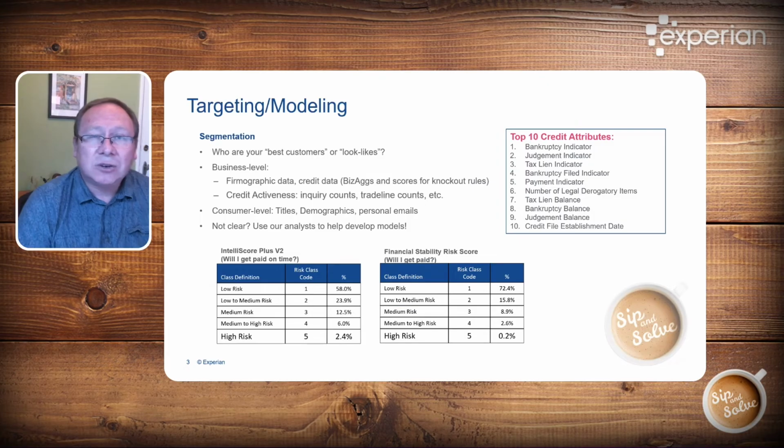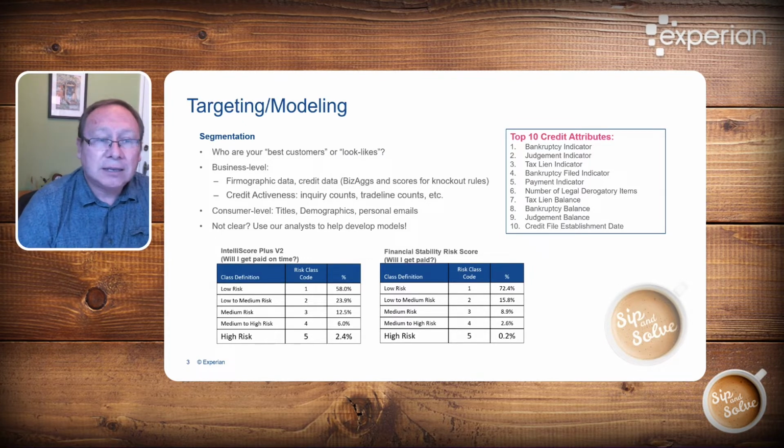But next is also credit related data. And here's what we call BizAgs. It's business aggregate data. And these are basically calculations based off of trade level data, which reflects business performance. Some of the main attributes are listed here, but you might want to take a look at bankruptcies or judgments or UCC filings. That kind of information can actually be used for what we call knockout rules. So if a business is not doing so well, you may not want to include them on your email.